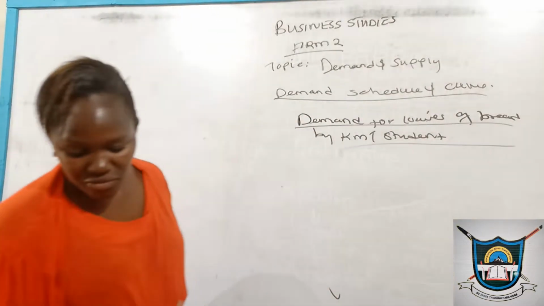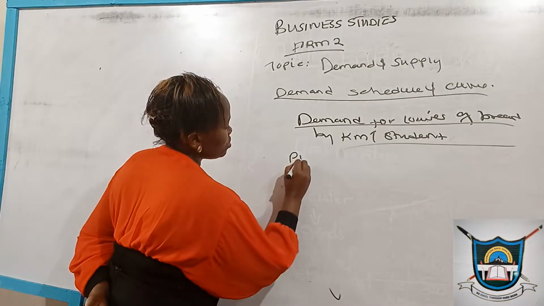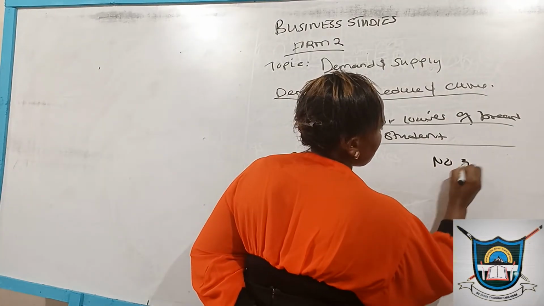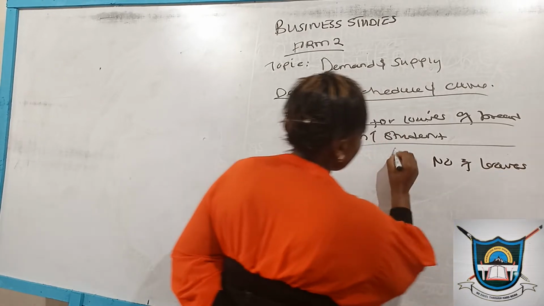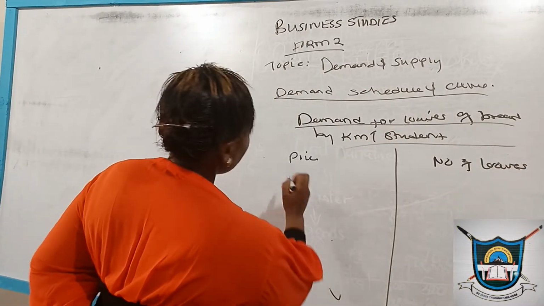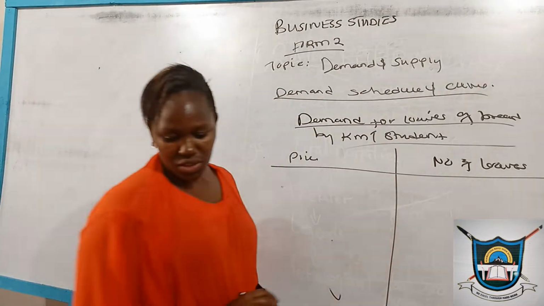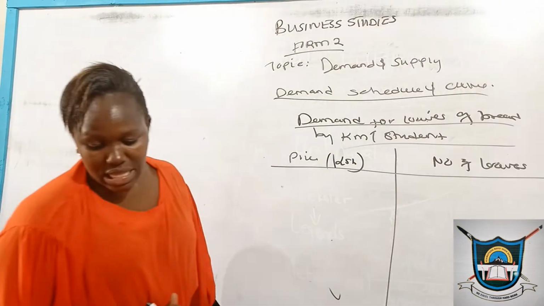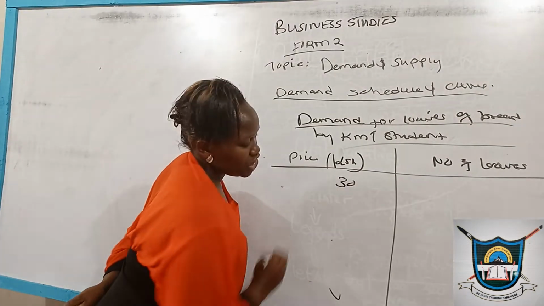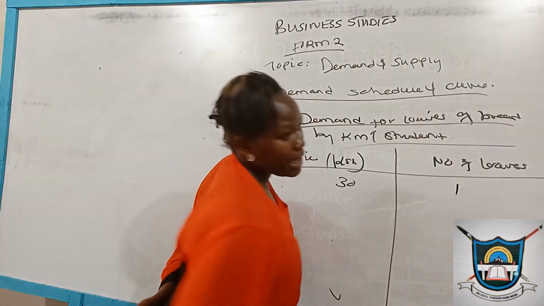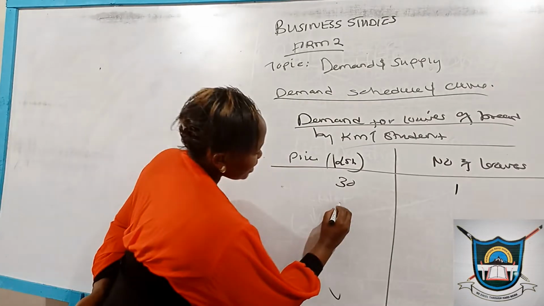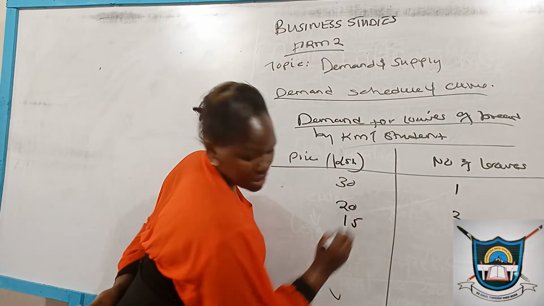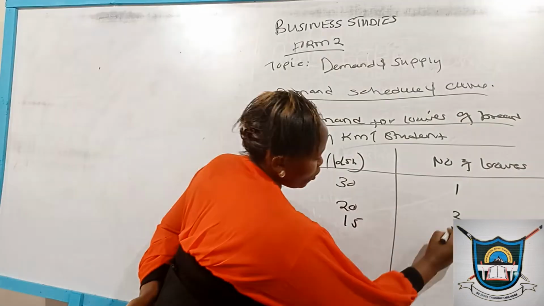So we are going to have our schedule where we start with the price, then we have the number of loaves demanded. The price is in Kenyan shillings. Now at 30 shillings, they require 1 loaf of bread. At 20 shillings, the number demanded is 2. At 15 shillings, the number of loaves demanded is 4.